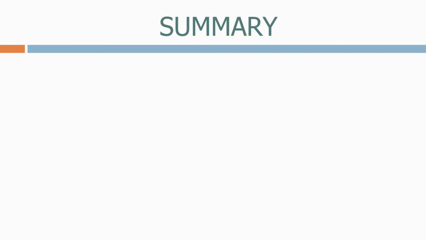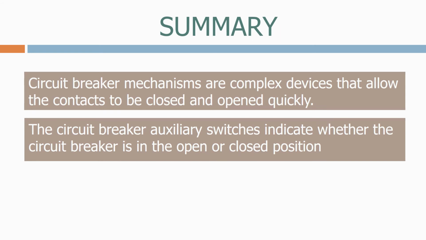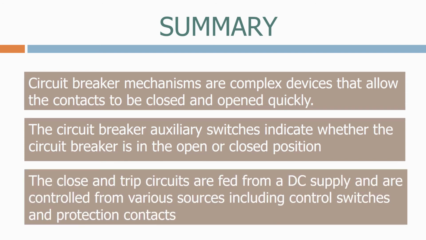Let's summarize what we've learned today. Circuit breaker mechanisms are complex devices that allow the contacts to be closed and opened quickly. The circuit breaker auxiliary switches indicate whether the circuit breaker is in the open or closed position. The close and trip circuits are fed from a DC supply and are controlled from various sources, including control switches and protection contacts.